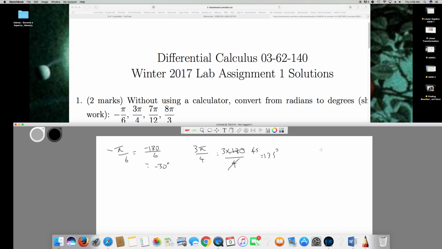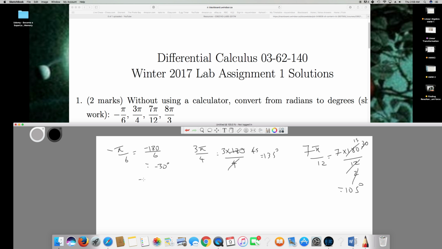The third is 7π/12. 7 times 180 degrees over 12. So 12 is 6 times 2, and 180 is 6 times 30, so it becomes 2 and 15. So 7 times 15 is going to be what? 15 times 5 is 75, and 15 times 2 is 30. 75 plus 30 is 105 degrees.